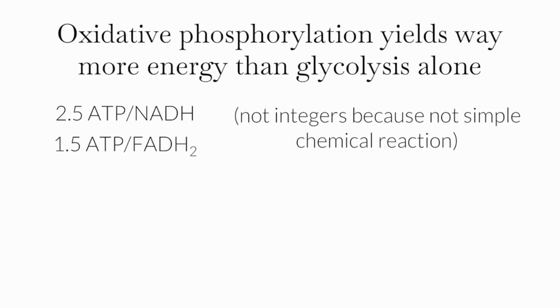Really quickly, I just wanted to point out that overall, this yields a ton more energy than glycolysis alone. So we get 2.5 ATPs for every NADH. We get 1.5 ATPs for every succinate. It's probably a better way to count it. And these actually aren't integers because this isn't a simple chemical reaction, right? We've got a proton flow that's coupled to a phosphorylation reaction, but still you're getting a lot of ATP molecules out.